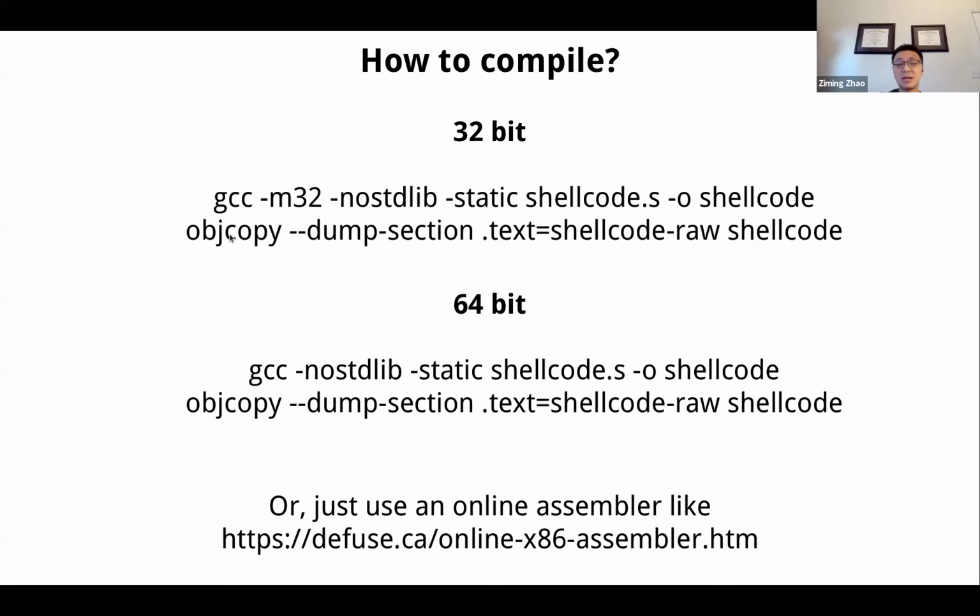That's why there is another tool called objcopy. We use this tool to dump the code section of the shellcode the ELF file generated. Then we can get the raw bytes of the shellcode. The 64-bit version of this is similar.